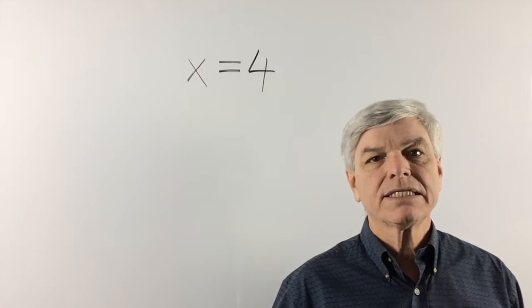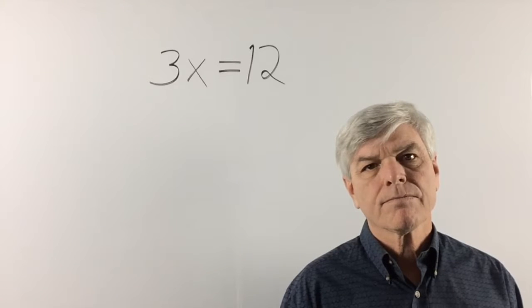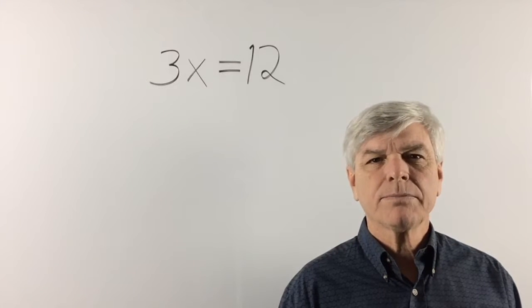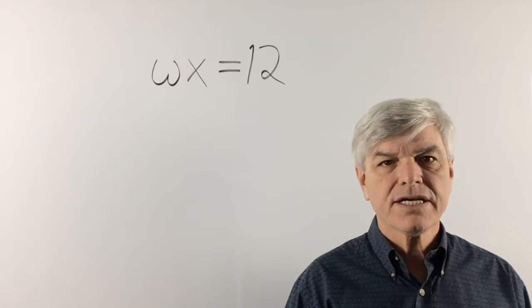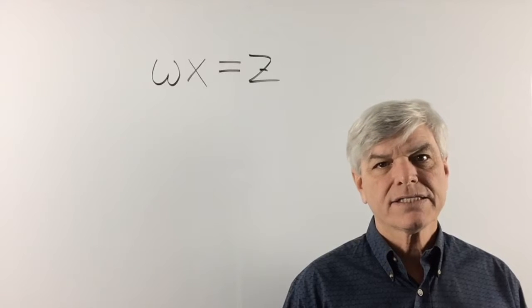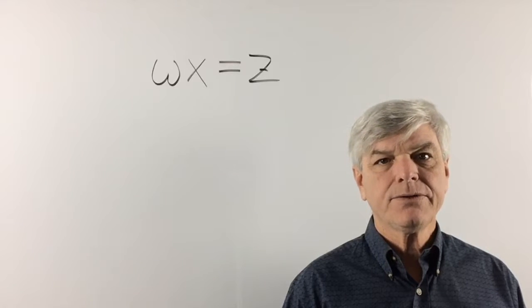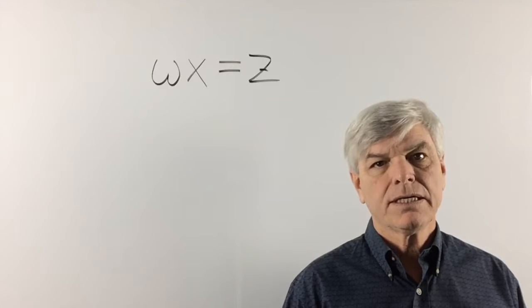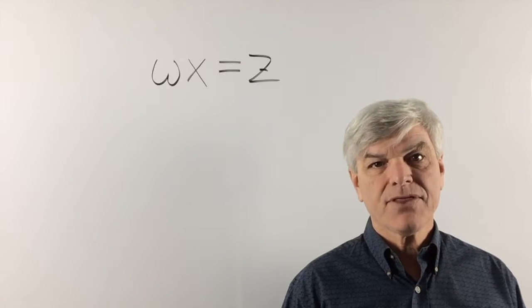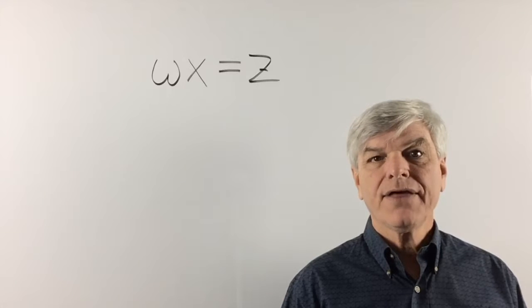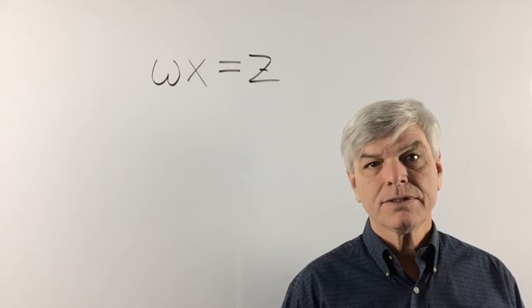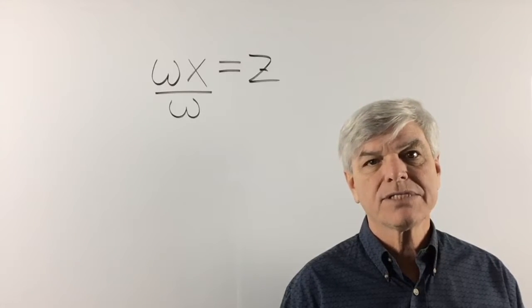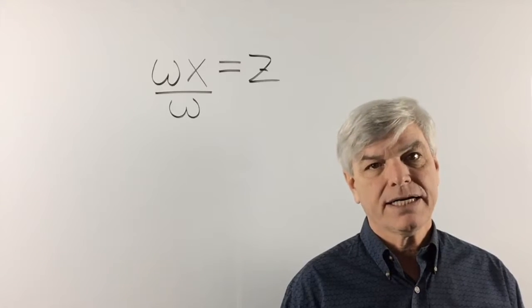But what if we replace the numbers with variables? Okay, let's replace the 3 with a w. And let's replace the 12 with a z. Now, like I said, that's the same thing except that we replace the numbers with variables. And we're trying to do the same thing. We're trying to get x alone. That is, we're trying to solve for x, which means we need to get rid of the w. How do we get rid of the w? That's right, since we have w times x, we're going to divide by w.